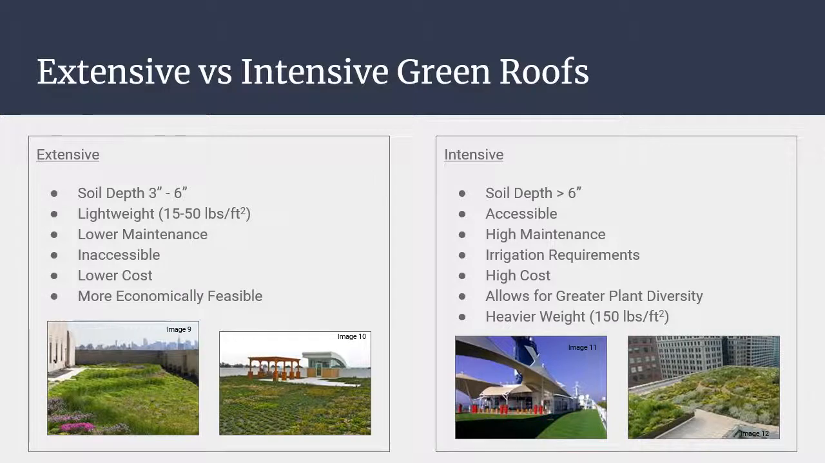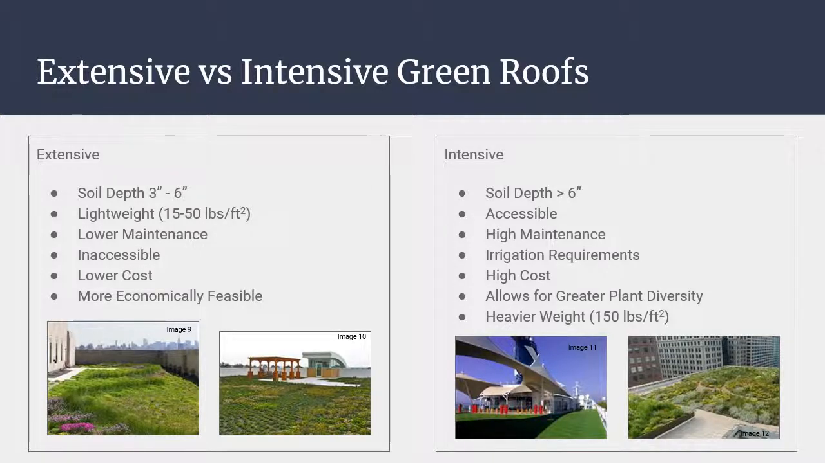So there are two main types of green roofs, extensive and intensive. First we'll start with extensive green roofs. Extensive green roofs are comprised of a relatively shallow soil depth ranging between 3 inches and 6 inches. Extensive green roofs have great potential in the realms of stormwater management as well as building insulation.